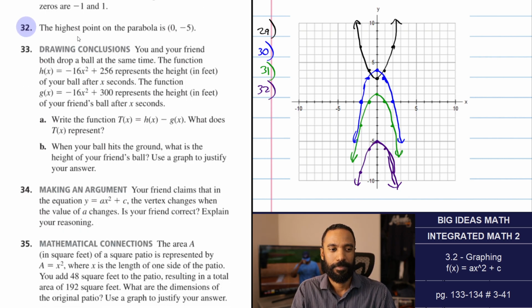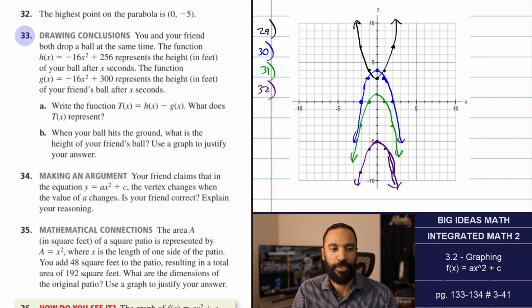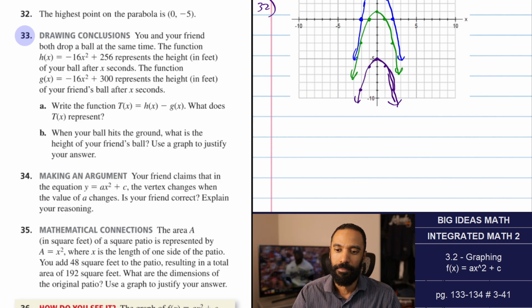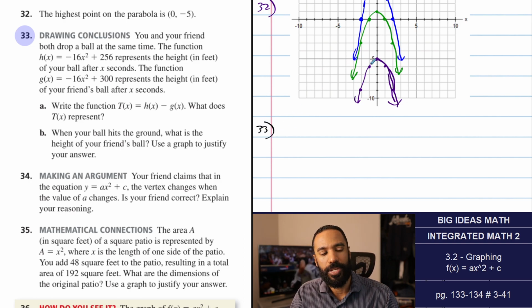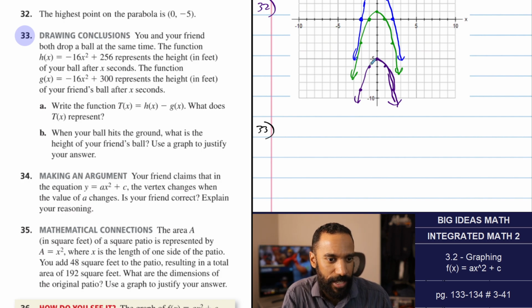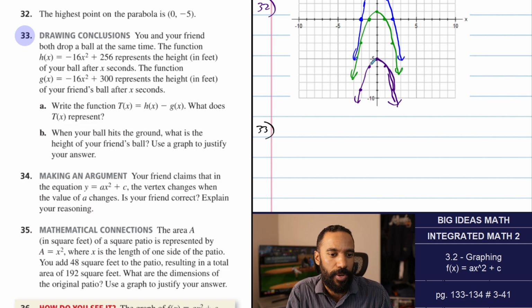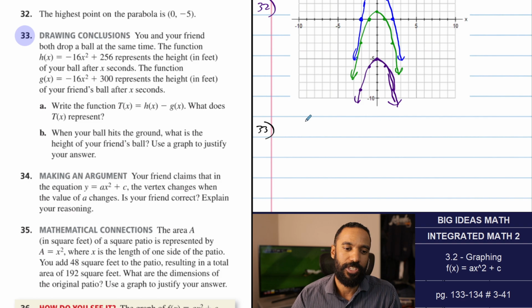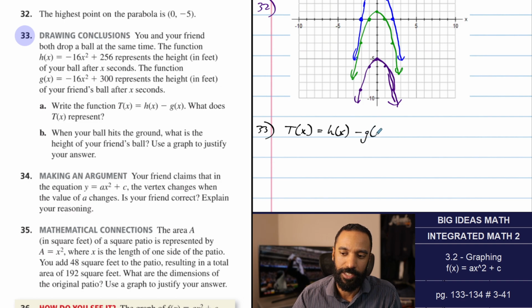All right, drawing conclusions. Number 33. You and your friend both drop a ball at the same time. The function h of x equals -16x squared plus 256 represents the height in feet of your ball after x seconds, and g of x equals -16x squared plus 300 represents the height of your friend's ball after x seconds. Write the function t of x equals h of x minus g of x.